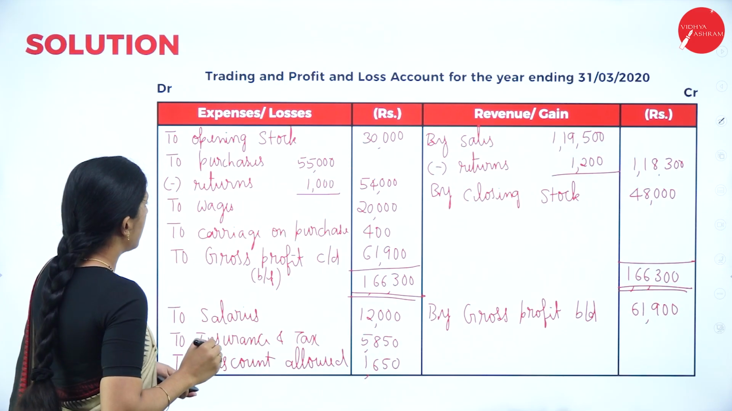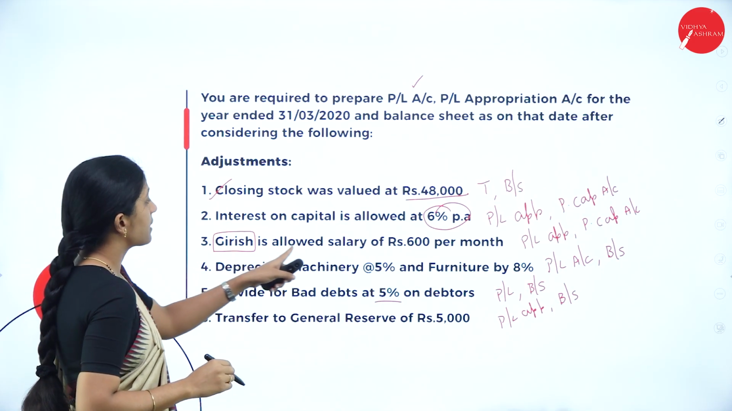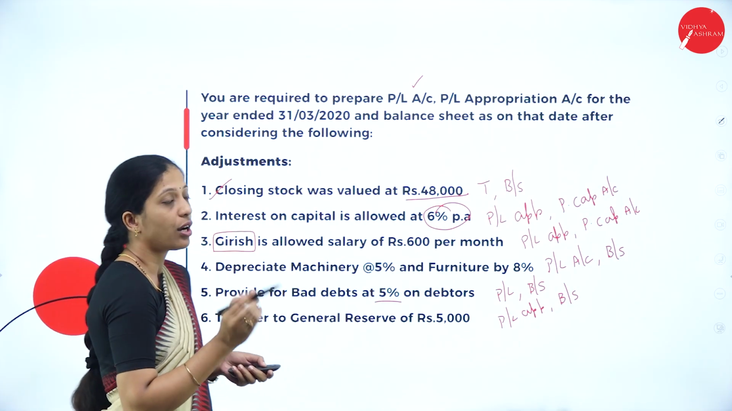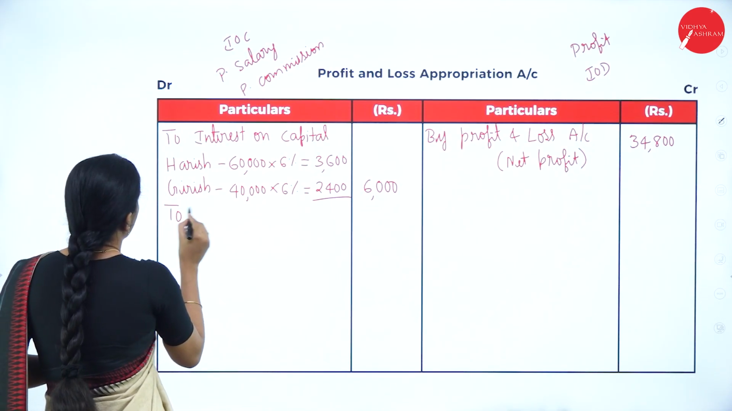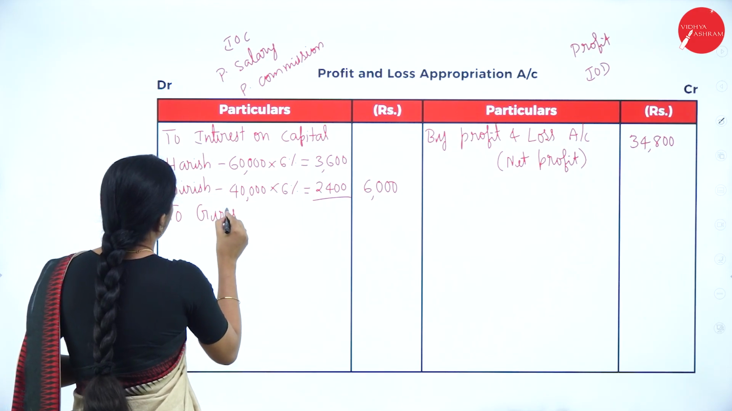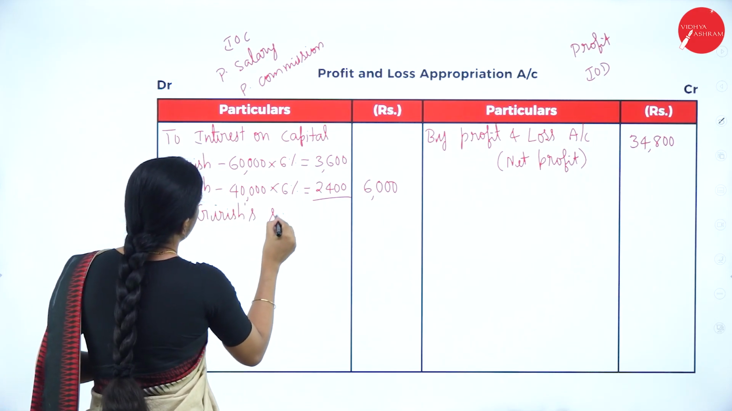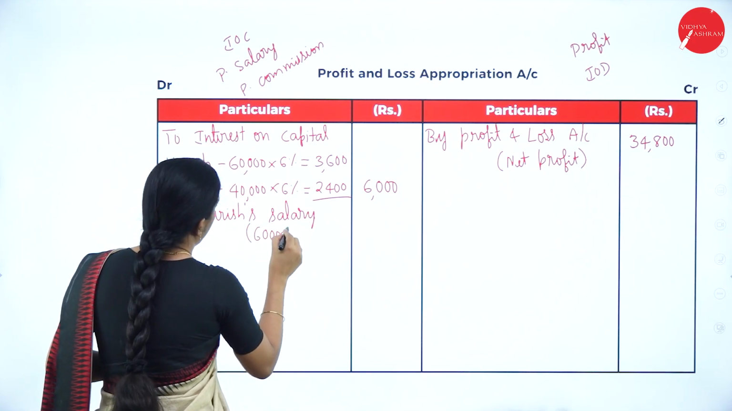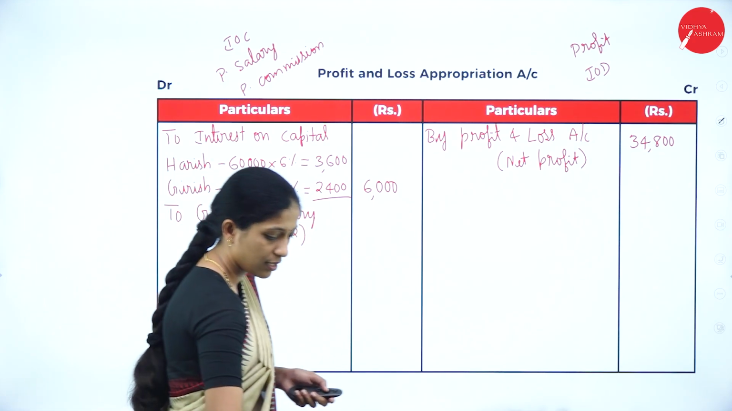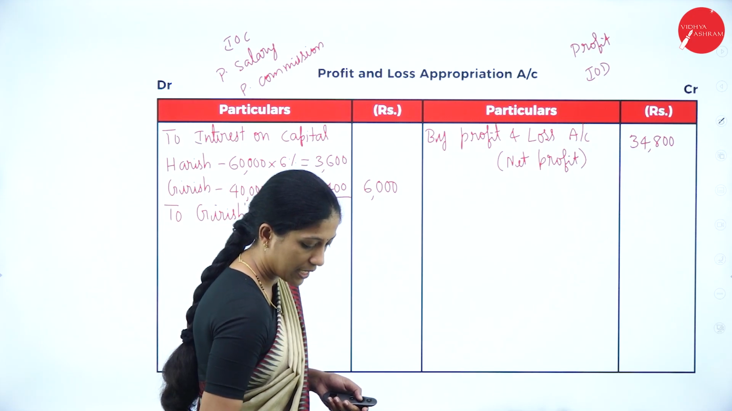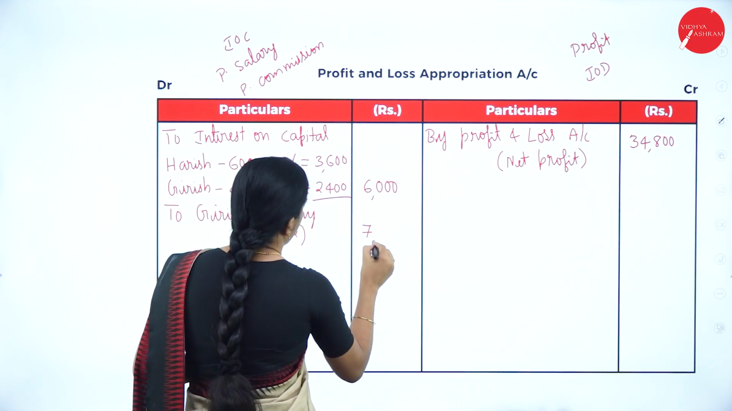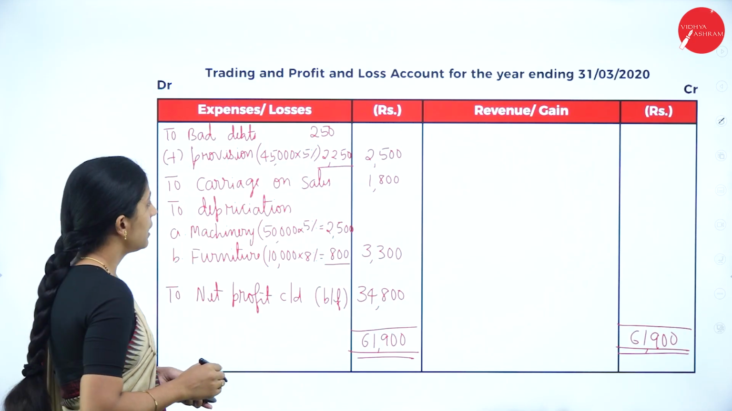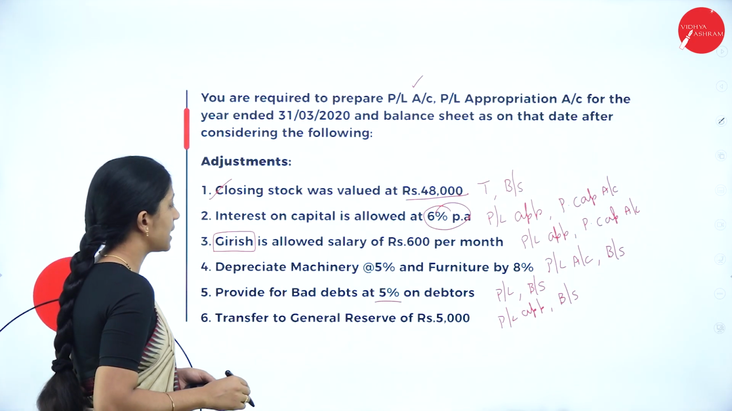Now let us see any salary of the partners they have given. Yes, Girish is allowed a salary of 600 per month. So how do you record? To Girish salary, 600 into 12, since it is per month. So 600 into 12 will be 7,200. Next, whether they have given the commission. If you see the adjustment, they have not given us the commission.